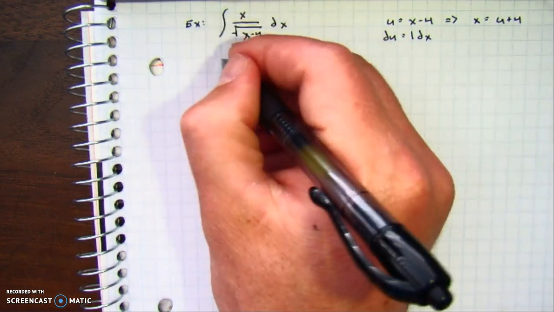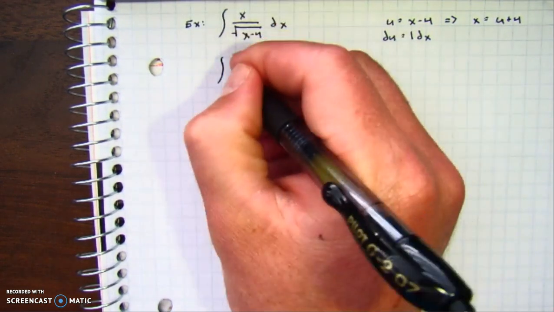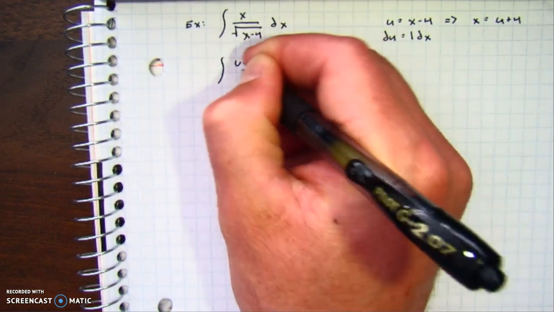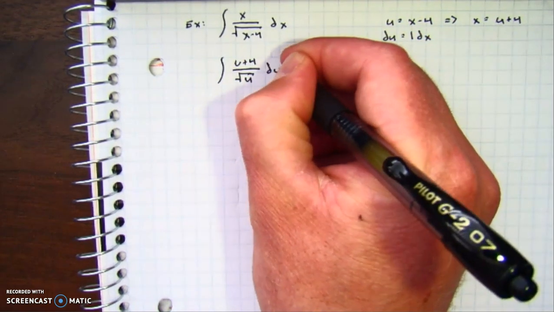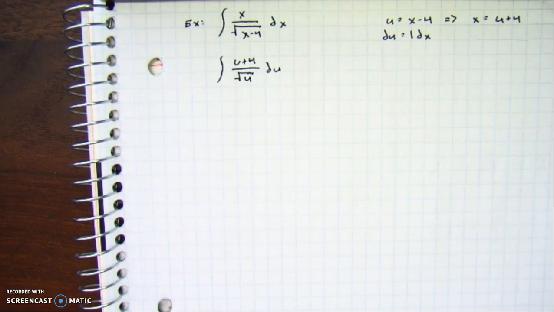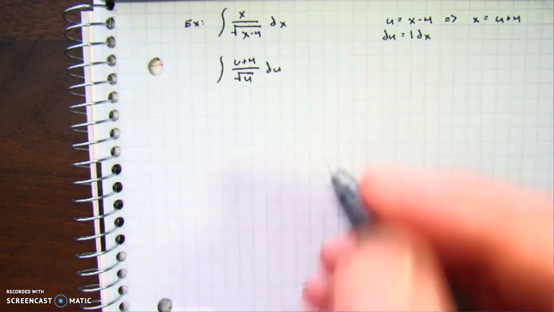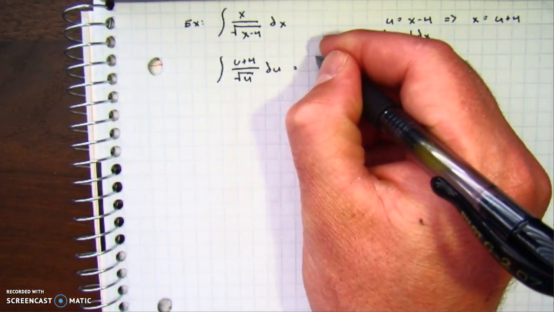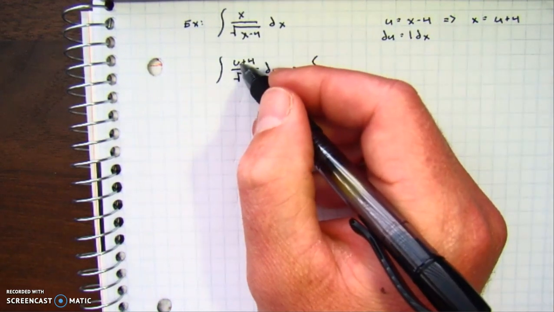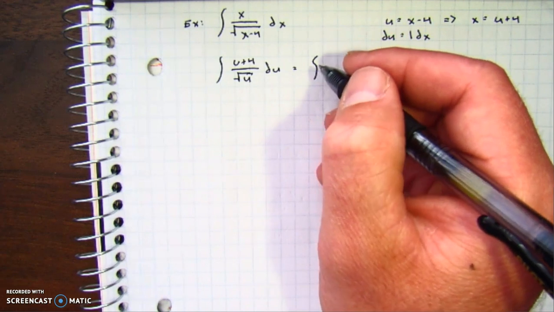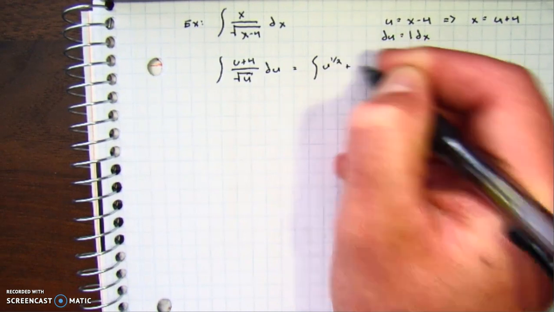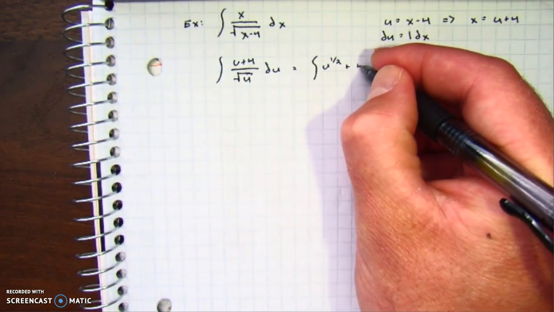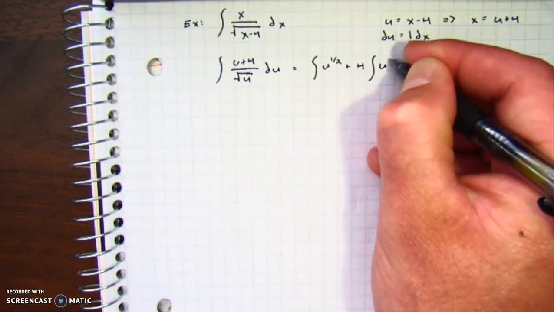All right, so I come back over here, and I'm going to rewrite this as u plus 4 over the square root of u du, because du equals dx. All right, now let's simplify things just a little bit. So let's make our lives a little bit easier. I'm going to break this up. So u divided by u to the 1/2, that's just going to equal u to the 1/2. Plus, I'm going to pull out this 4 for integral u to the negative 1/2.